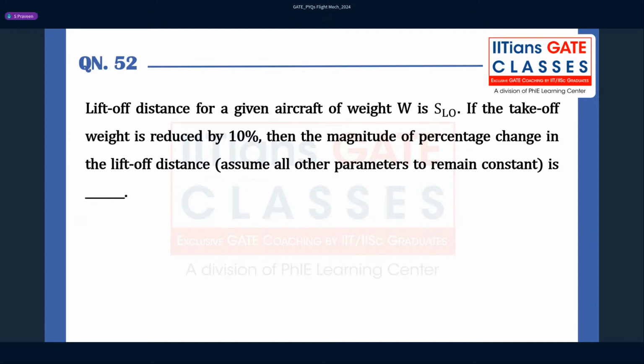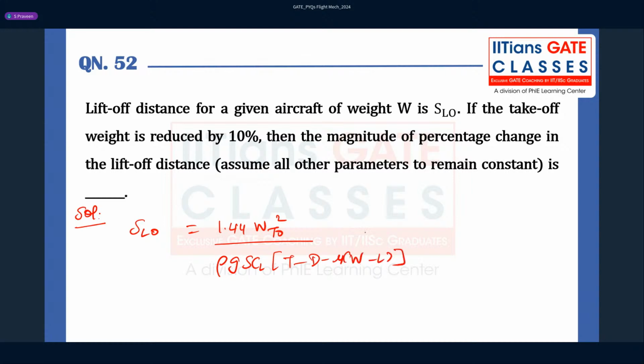Liftoff distance for a given aircraft of weight W is SLO. If the takeoff weight is reduced by 10%, then the magnitude of percentage change in the liftoff distance is dash, assuming all the parameters remain constant. Right? So what is the expression for the liftoff distance? Pretty simple again. So liftoff distance SLO is 1.44 W squared, W being the takeoff weight, by rho g S CL times thrust minus drag minus mu times the difference between the weight and the lift, right?